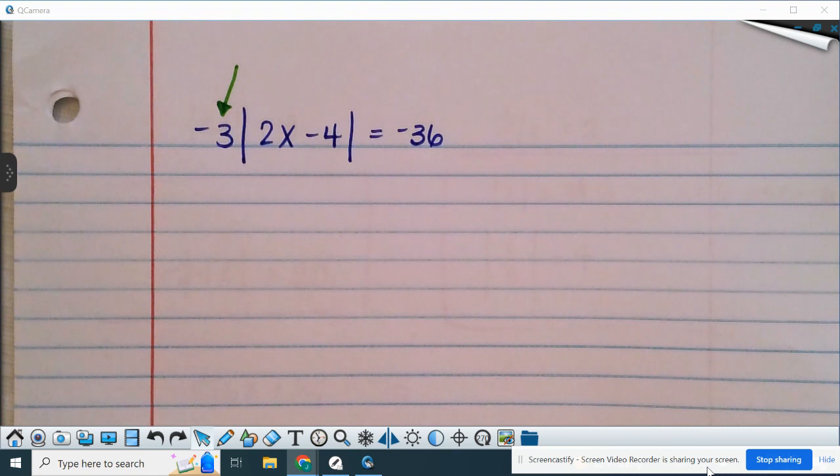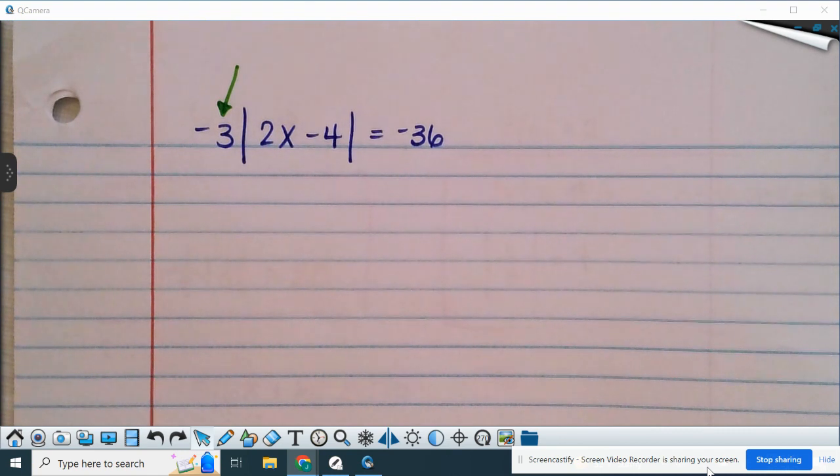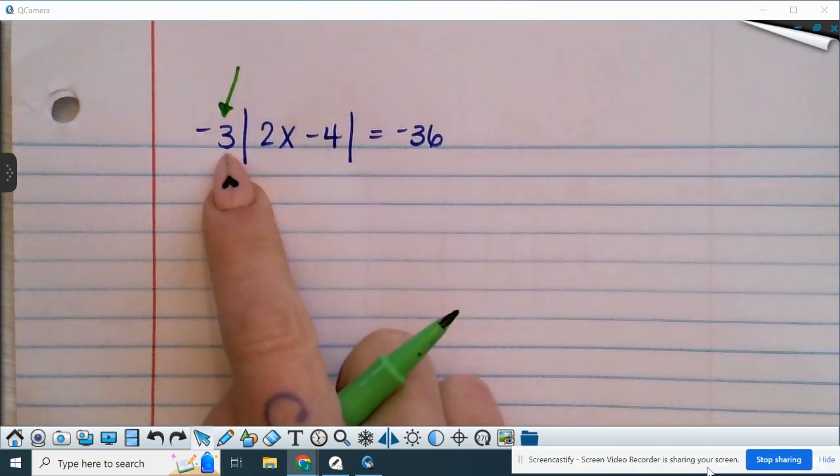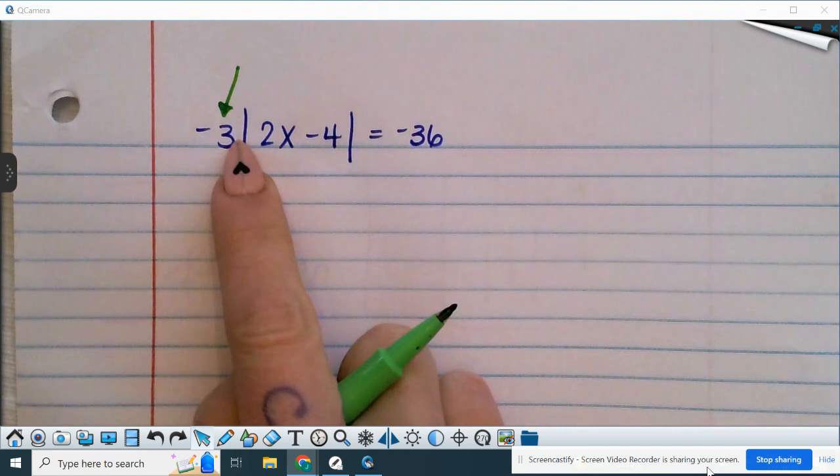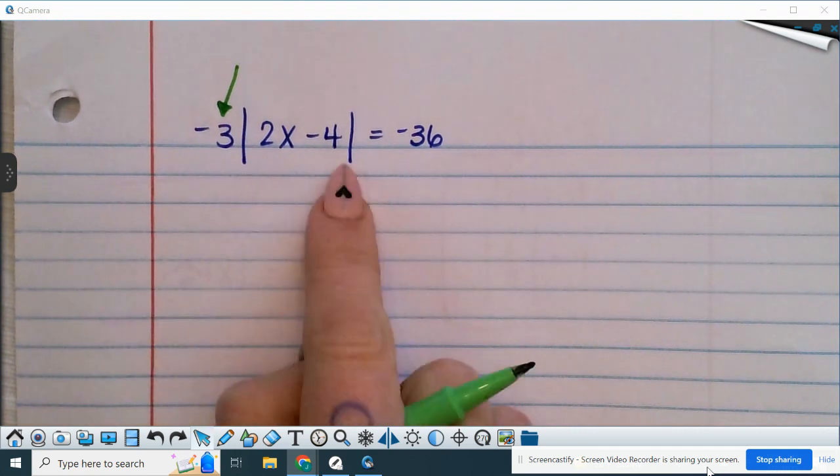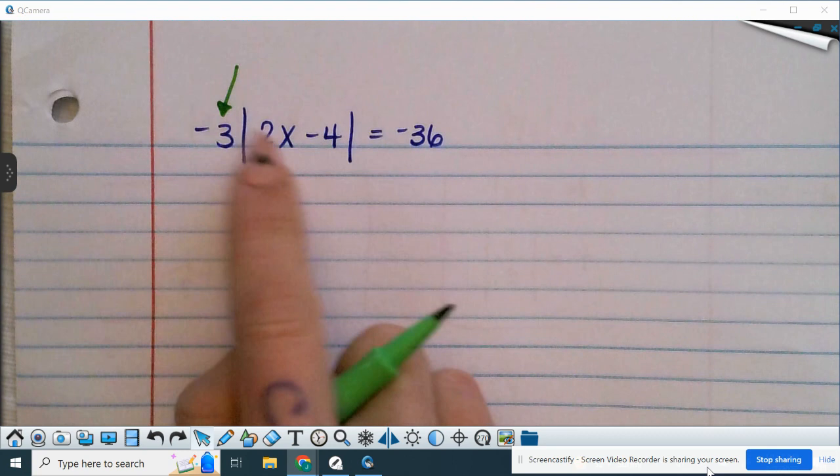So just dropping the absolute value bars, that's not an option yet. We have to get rid of that -3. That -3 is attached by a multiplication because there is no symbol there. So think of these just like parentheses, except we're not going to distribute. We're going to get rid of it.